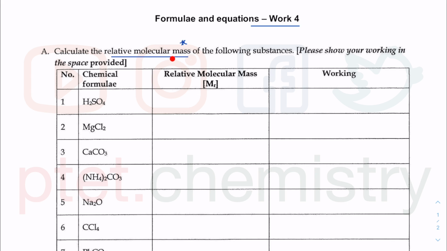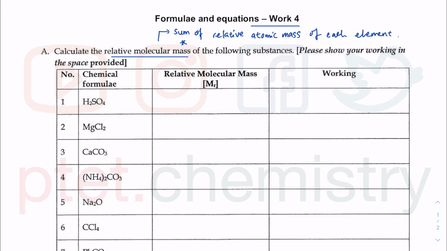So relative molecular mass is defined as the sum of the relative atomic mass. So basically, you need to total up the relative atomic masses, and relative atomic mass is for the respective individual elements in the periodic table of each element in the formula unit. So you basically sum up the individual relative atomic mass depending on how many of each you have.